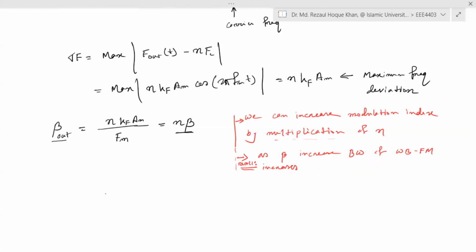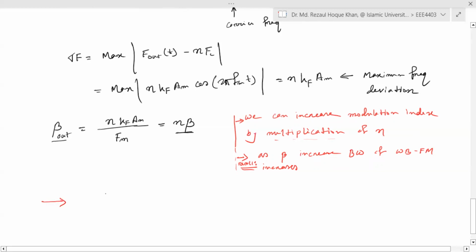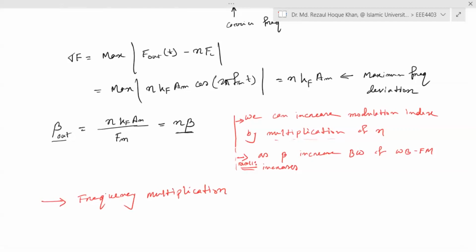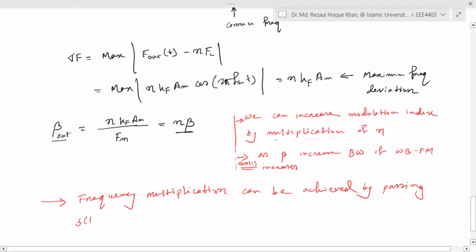So how can we do that? The frequency multiplication can be achieved by passing this s(t) through a non-linear device, because this is not an LTI, linear time invariant, system. This can only be possible by passing through a non-linear device. So we can say frequency multiplication can be achieved by passing our narrowband signal s(t) through a non-linear device.